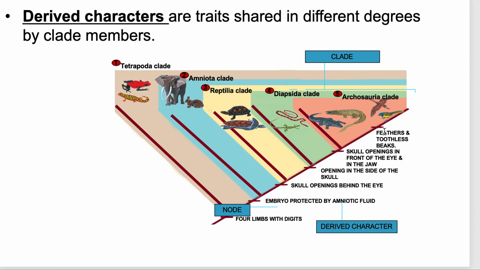And then you have derived characteristics that are normally like hash marks along the sides of the cladogram, marking off what they have in common. All right, so everything above that mark is going to have it. So feathers and toothless beaks, everything above that is going to have it. Versus like four limbs with digits, everything up here has that. And then the embryo protected by amniotic fluid, anything that broke off below that isn't going to have it. So these guys, the salamander and frog here, do not have that embryo protected by amniotic fluid. So it's not going to share that.